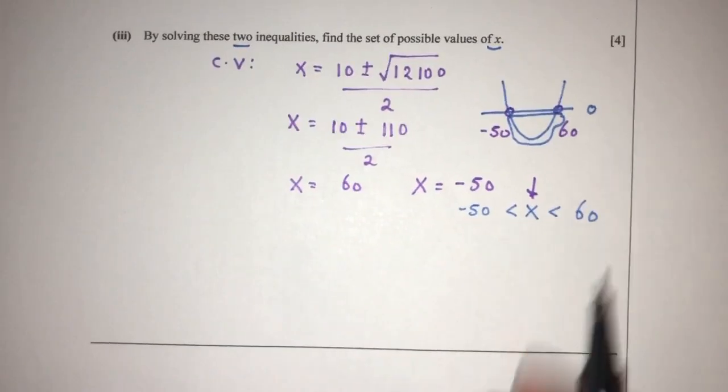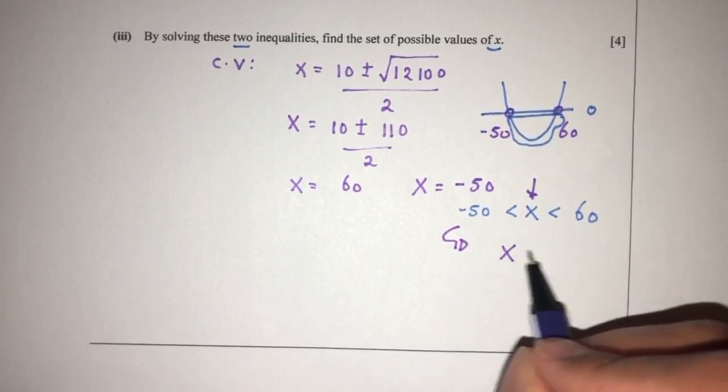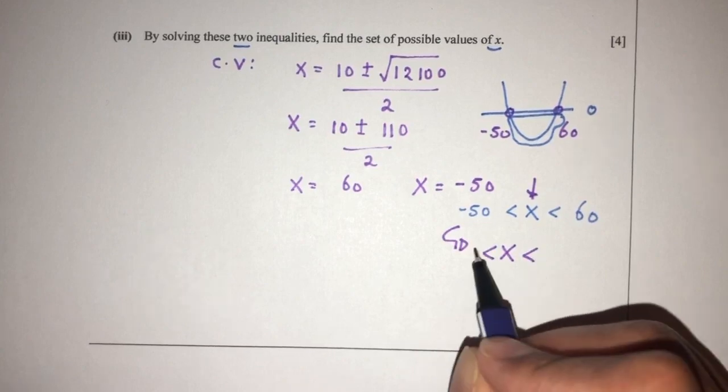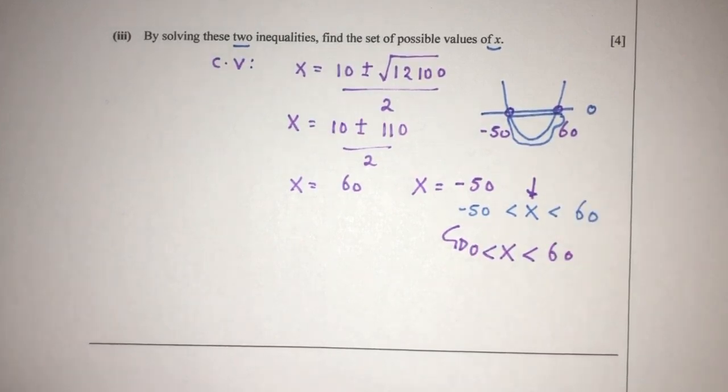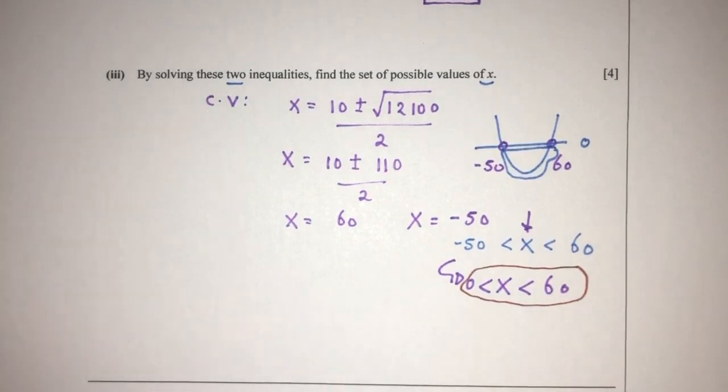Because of that, we have to deduce that from this the values of x have to be actually between 0 and 60. Okay, so now we have to use this and this to find the correct set of values of x.